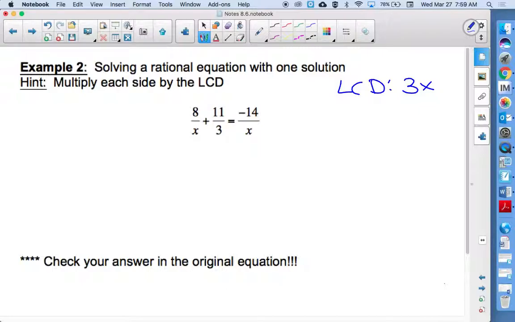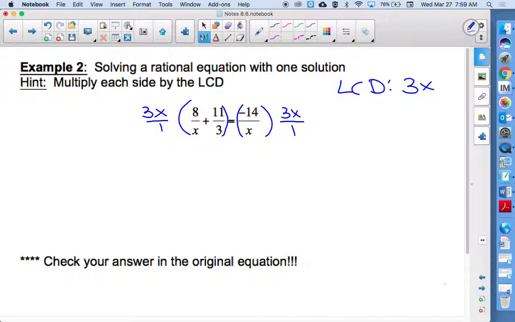It says to multiply each side by the least common denominator because it's an equation. It's no longer an expression. So I have to do the same thing to the left and the right. So we're going to take the left side and multiply it by the least common denominator. But I'm going to place it as a fraction over 1. I'm going to do the same thing to the right side. I'm going to multiply it by the least common denominator of 3x over 1.